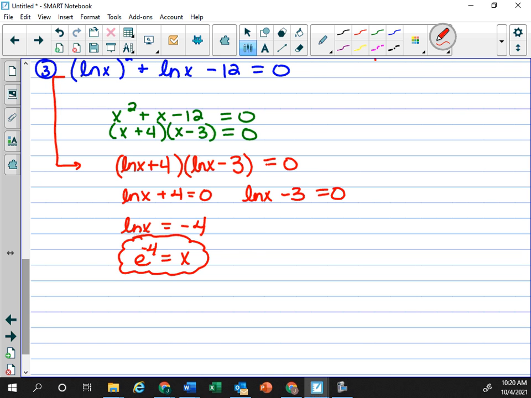All right, and then we'll solve the other one. So this would be natural log of x equals 3. So what's your answer for this one? Okay, there you go. You have two answers. Because, guys, e to the -4th, is that a negative number? No, it just means 1 over e to the 4th. Okay? So both of those, totally fine to use.